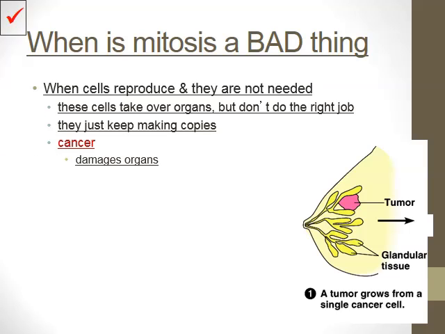So this cancer can damage organs. For example, right here, this is a tumor developing in breast tissue. Over time, the tumor can gradually grow and start to hinder the correct function of the organ that it's in.